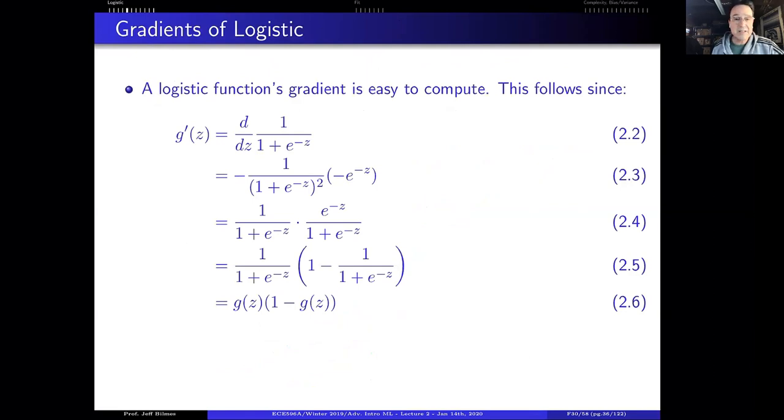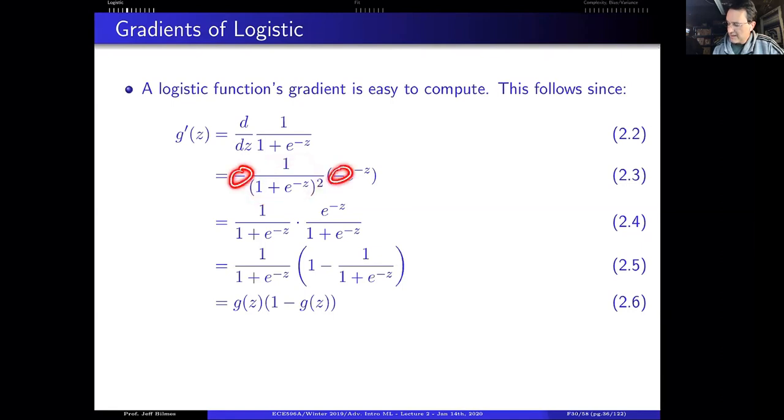One other nice thing about the logistic is that gradients are really easy to compute. This is sort of classic old neural network stuff, but the gradient of the logistic function with respect to z is very simple, because we would just take negative 1 times 1 over 1 plus e to the negative z, squared, times the gradient of this part here, which is just e to the negative z. We can write this in this way, where we take one of these two factors out.